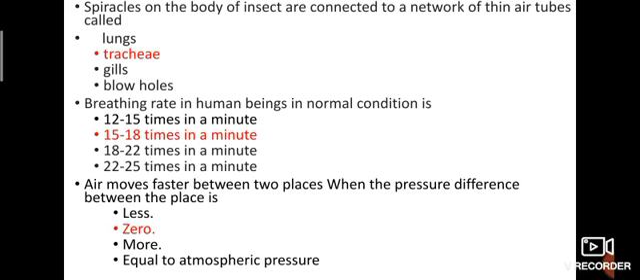Air moves faster between two places when the pressure difference between the places is. Normally air moves from high pressure to low pressure. So in the gap in between, how is the air pressure there? Less, or 0, or more, or equal to atmospheric pressure. That is the center part, so that is 0 pressure. Okay, option B is the correct answer.